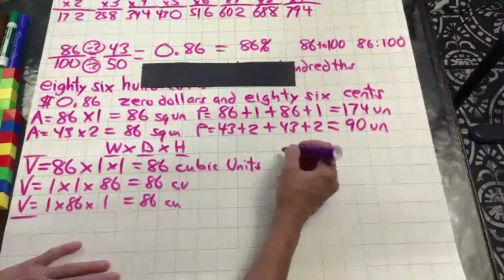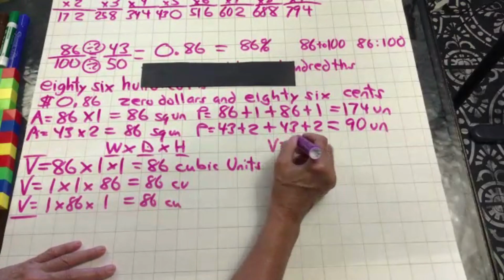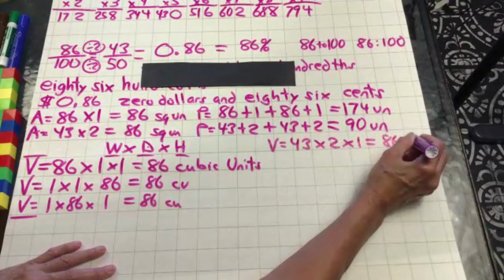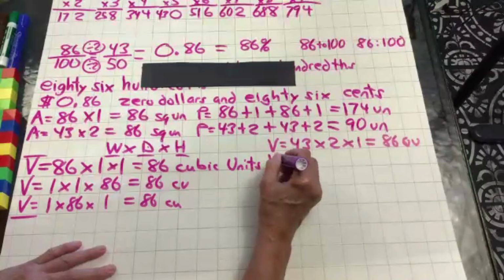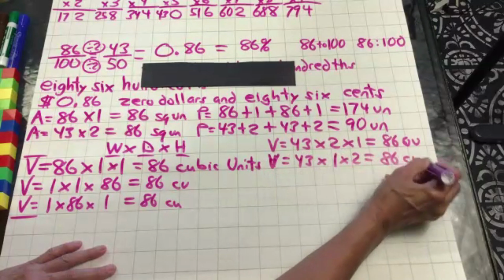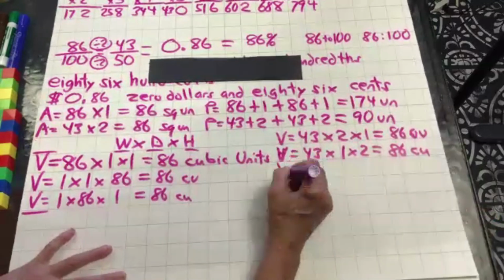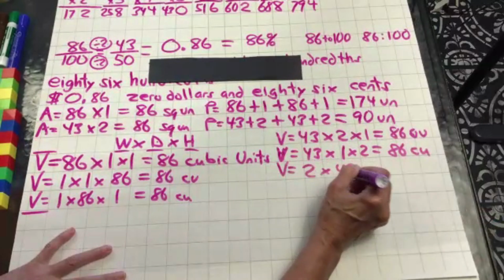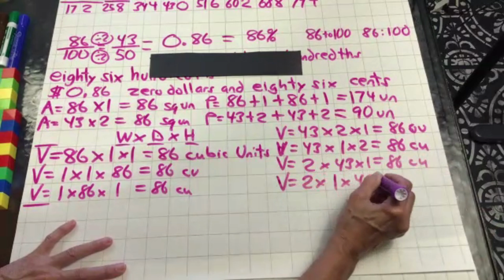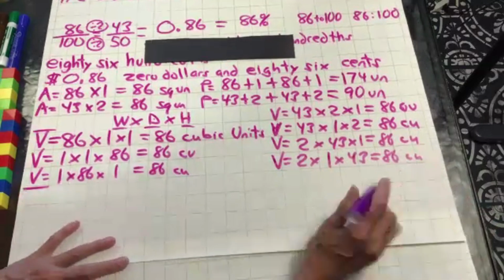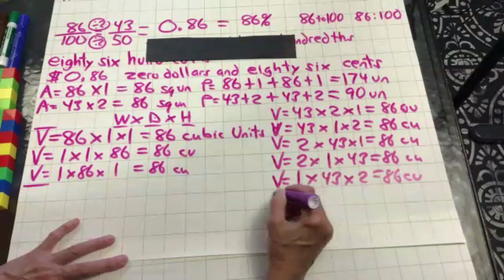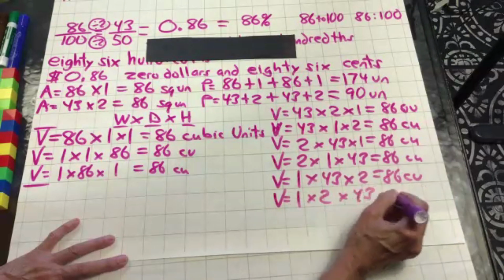Now let's go over here and do the other one. I'm going to start up high so I can fit them all on my paper. So we have a 43 by 2 by 1 cubic units. And then we're going to have a 43, and we're going to change up these two, 1 by 2. So you're just writing down all the different ways you can arrange the cubes. Then we're going to start with the 2 by 43 by 1. And we have 2 by 1 by 43. Still 86 cubes. And then we're going to have a 1 by 43 by 2. And we're going to have a 1 by 2 by 43.